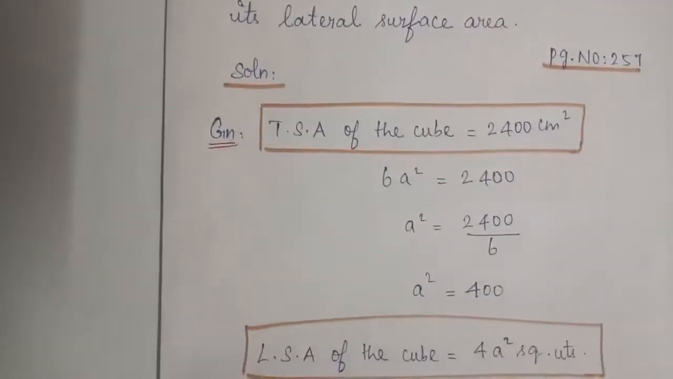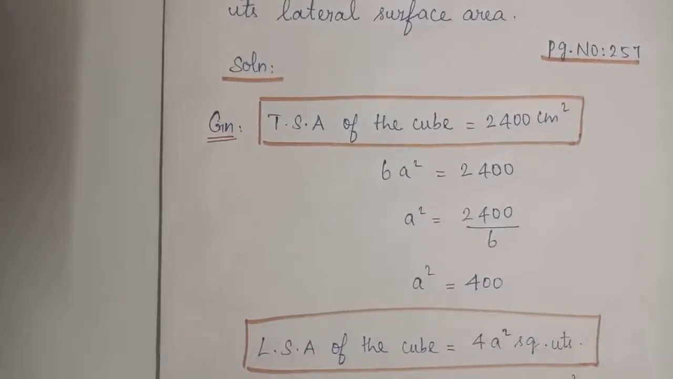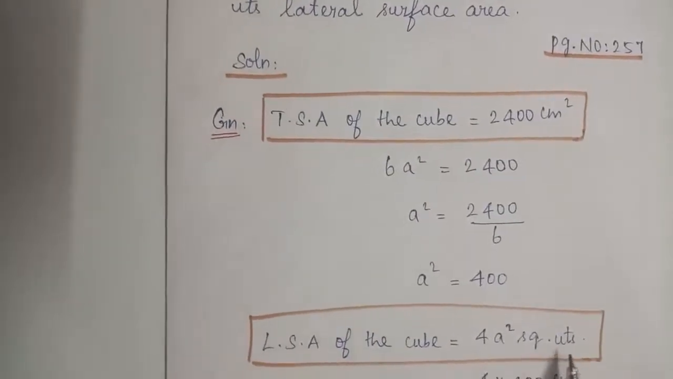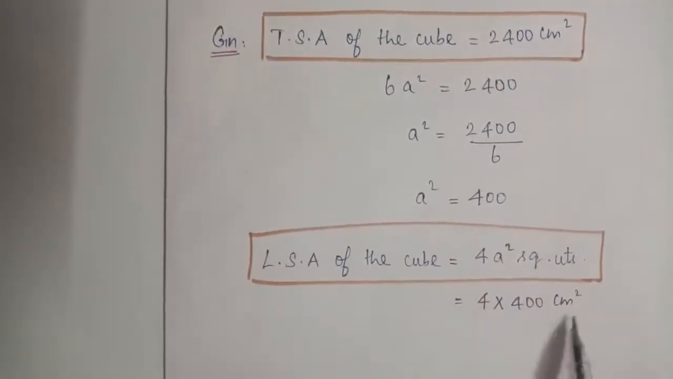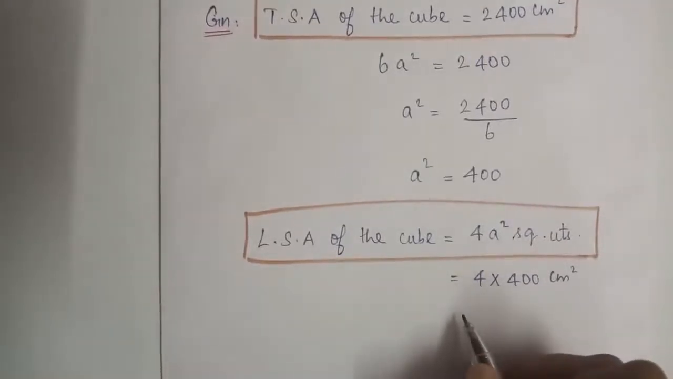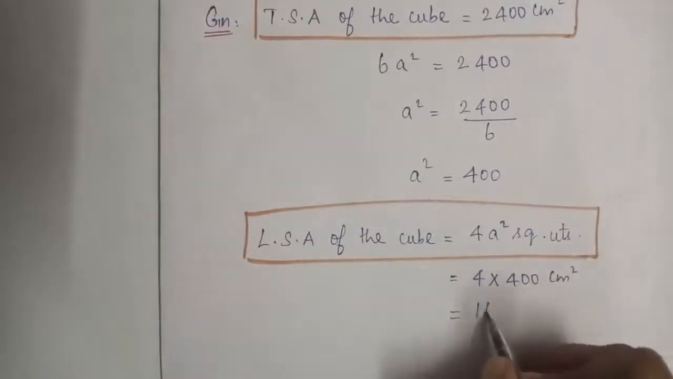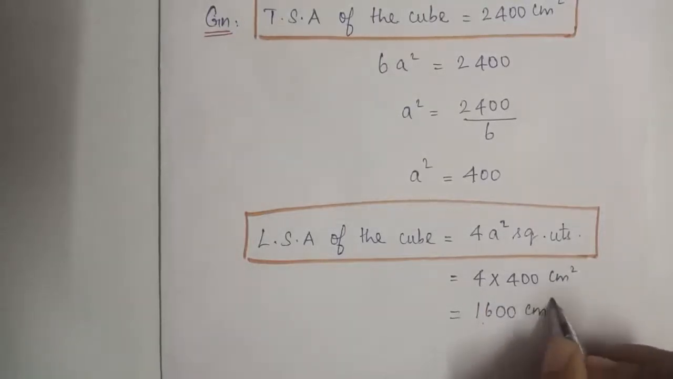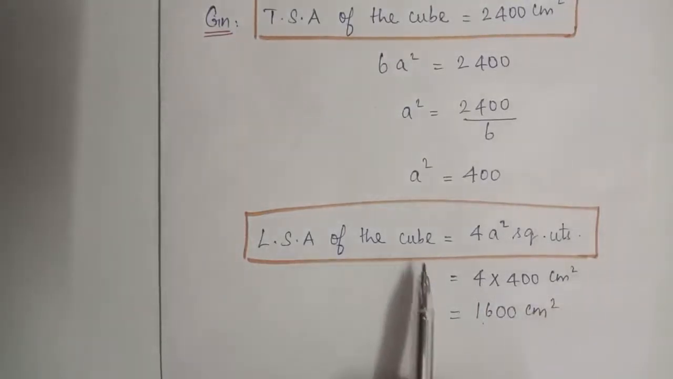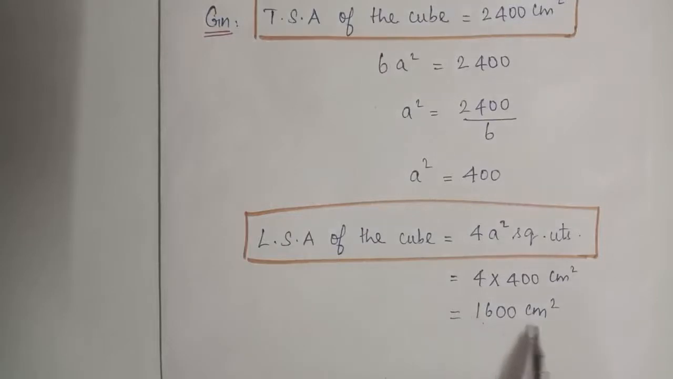Next you have to find the lateral surface area of the cube, which is equal to 4a square units. Now that we have found the value of a square, it is equal to 4 into 400 centimeter square, which is equal to 4 4s are 16. So you get 1600 centimeter square. So we find the lateral surface area of the cube is 1600 centimeter square.